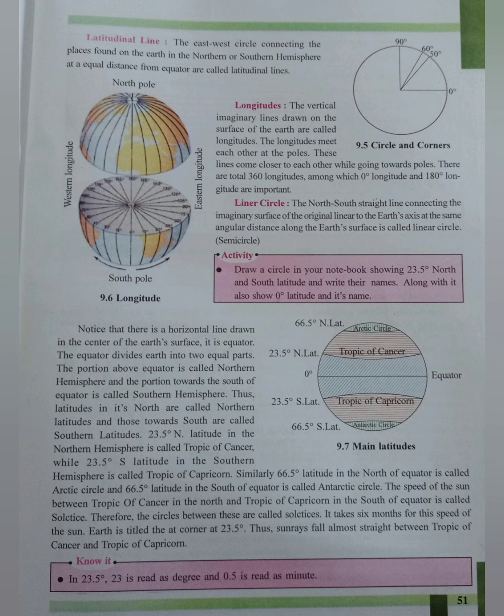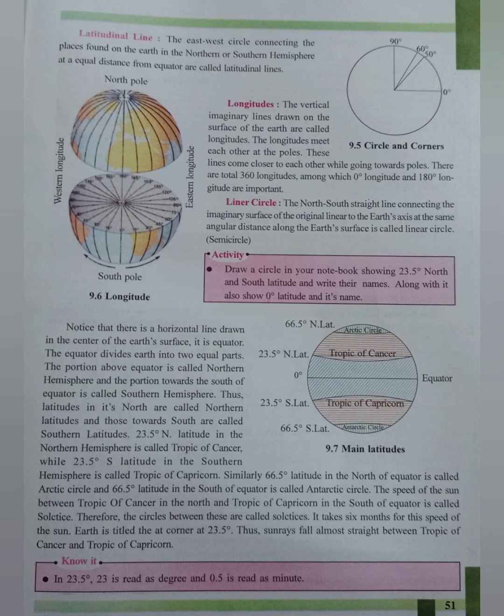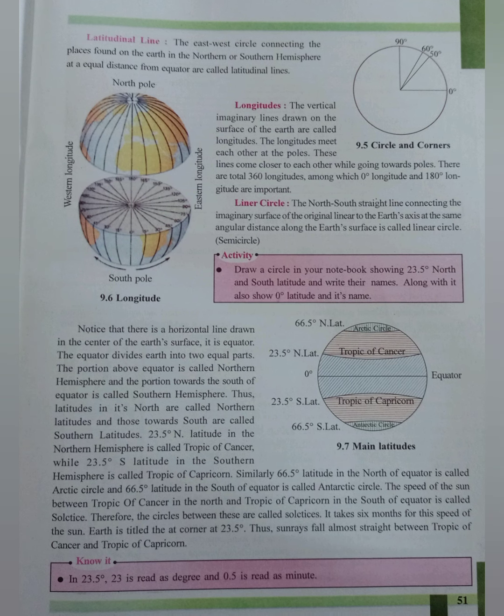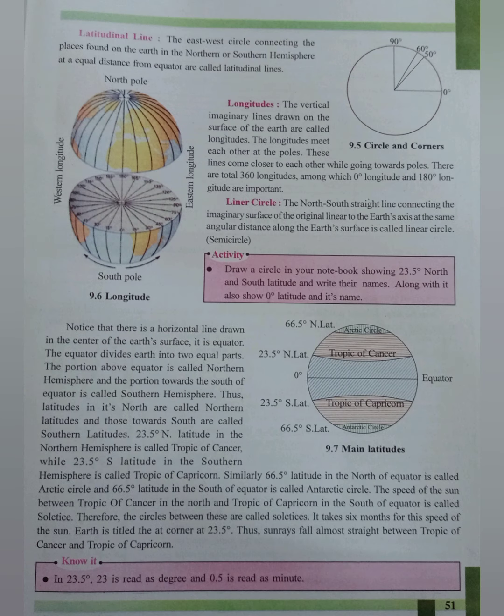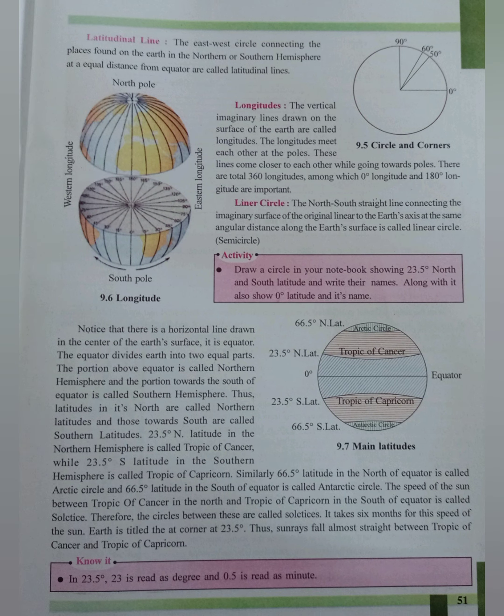Notice that there is a horizontal line drawn in the center of the Earth's surface. It is the equator. The equator divides Earth into two equal parts. The portion above the equator is called the northern hemisphere and the portion towards the south of the equator is called the southern hemisphere. Thus, latitudes in the north are called northern latitudes and those towards the south are called southern latitudes.